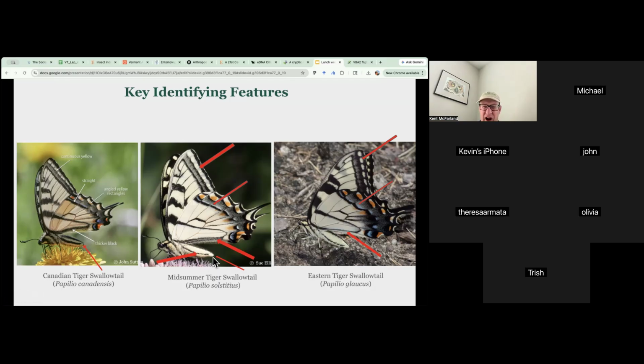It's very helpful for IDing too, if you get a close-up of that, but not between midsummer and eastern. Their claspers are both the same. But between these two and Canadian, you can tell the difference. The claspers on Canadian tiger swallowtail, which I'll show you in a little bit, have dusted black scaling all over them. They're not all yellow. But midsummer and eastern are bright, bright yellow with hardly any dusting of black in them. So you could literally take a picture of a tiger swallowtail and just give me the clasper, and I can tell you whether it's a Canadian tiger swallowtail or not, just by the clasper.